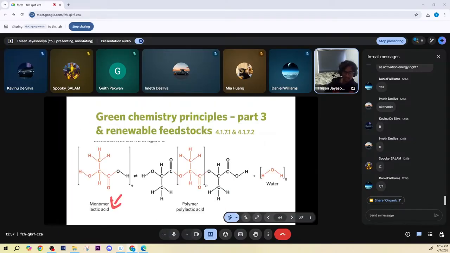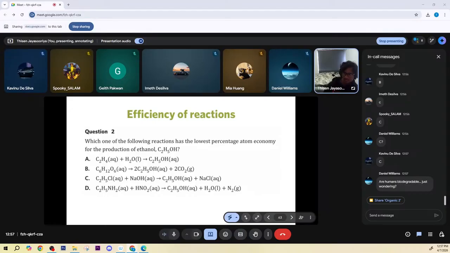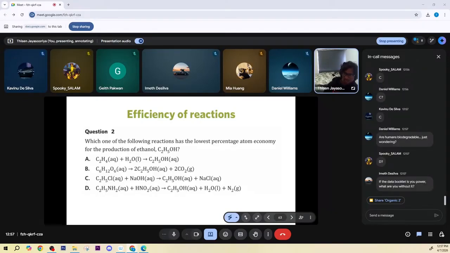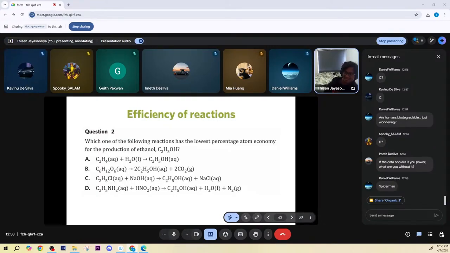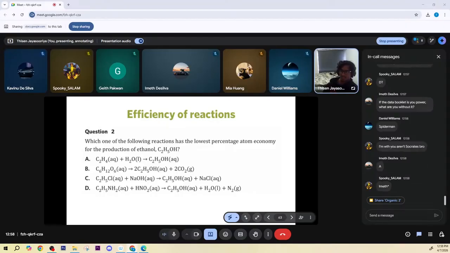And then I'll come back to this one here. I just want to explain this. So, first, what do you think has the lowest atom economy here? Any ideas? Any thoughts? Someone's saying C. Are humans biodegradable? I guess if you try hard enough, they are. So we've got a variety of answers. I've seen one person say C, one person say D, and one person say A.